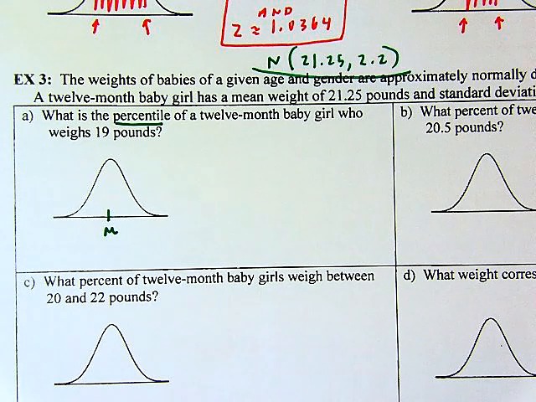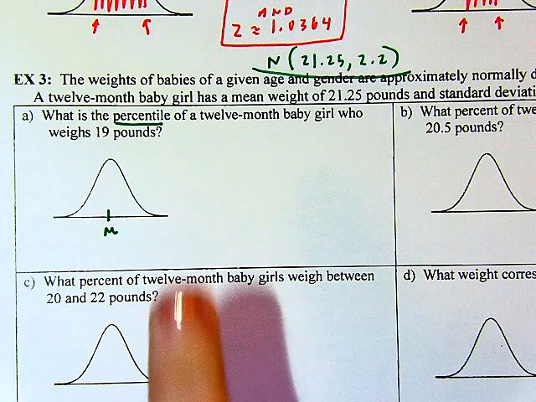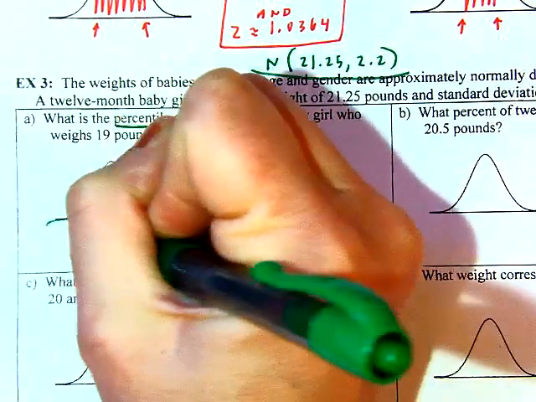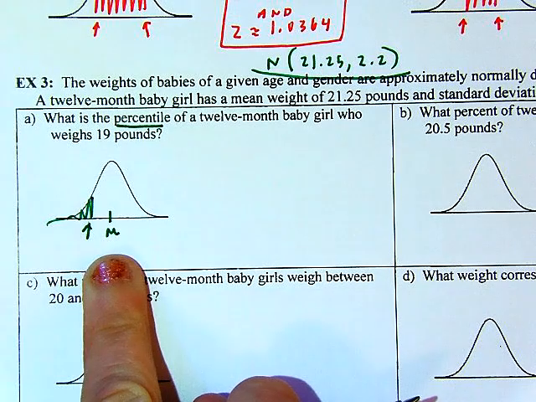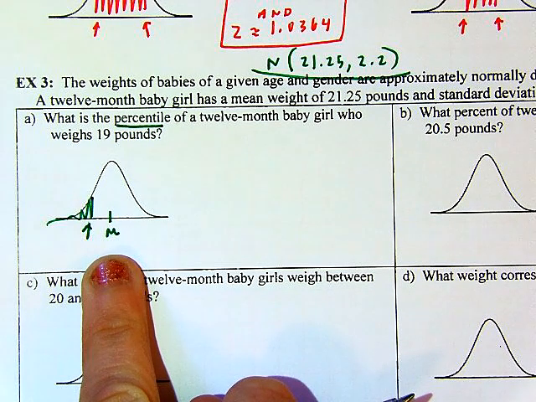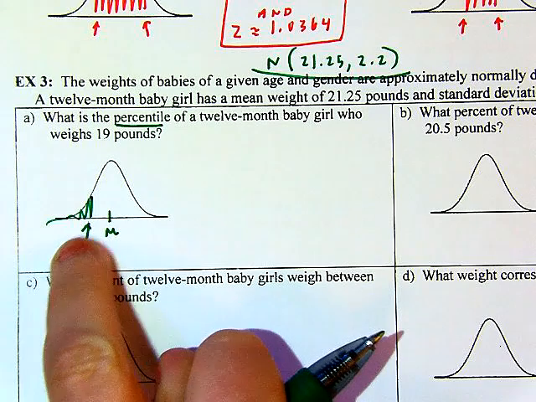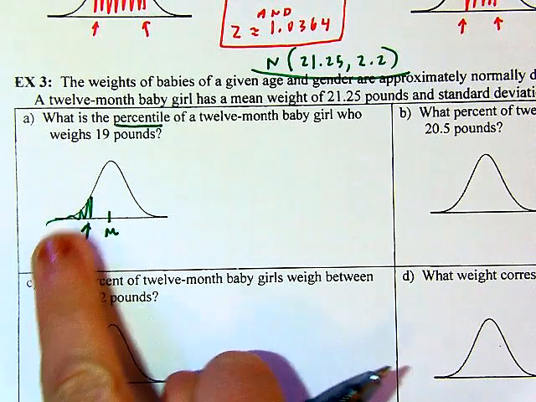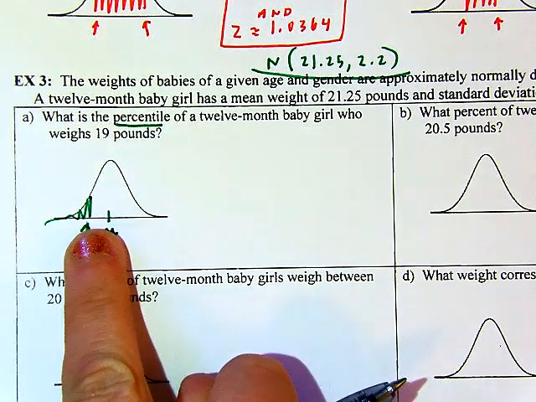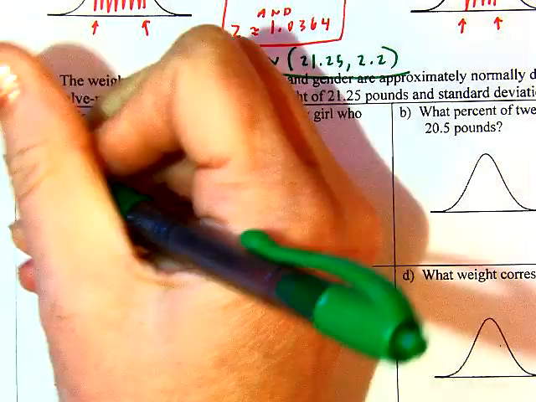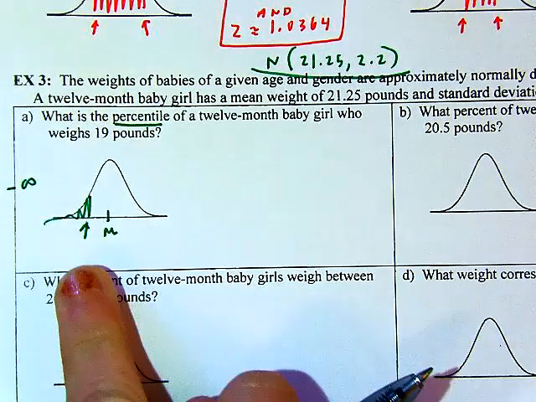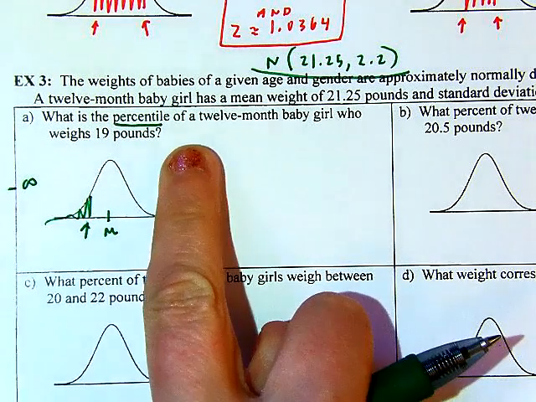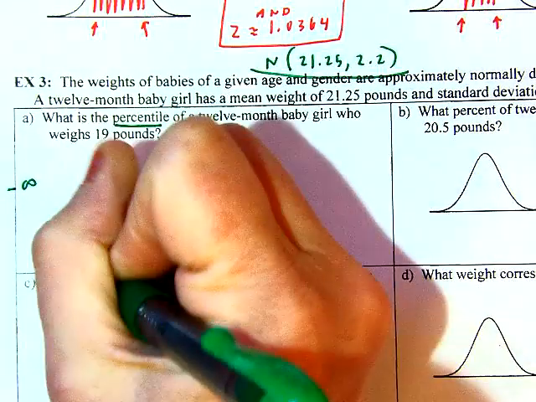So if we're looking at a 19-pound baby girl, we'll say, okay, well, that looks about right here, right? Because my mean is 21.25 pounds. So here, if I want to figure out what is the proportion that falls in this region, and then round it to the nearest percent to make it a percentile, I'm trying to capture from negative infinity up until this marker here, where we know that that is 19 pounds.